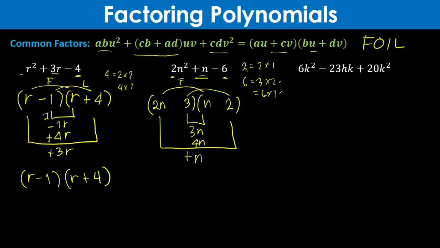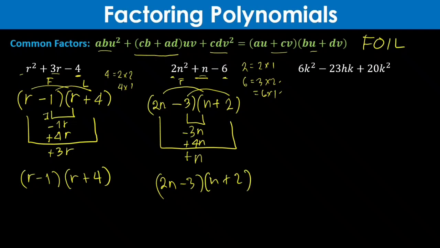And the only way to do that is this should be positive and this should be negative. 4n minus 3n is 1n. And to make this plus 4n, we put the addition here. Okay, plus 2 times 2n is plus 4n. This must be negative, negative 3n. 3 times n is negative 3n. So this is the factor, which is 2n minus 3 and n plus 2.